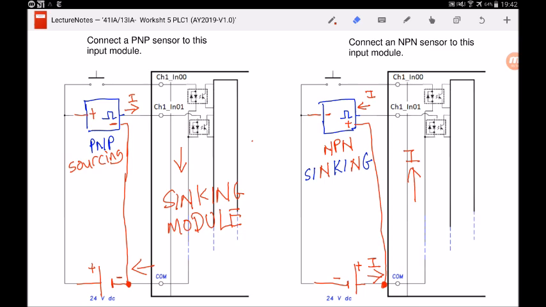And just one last thing, since the sensor is a sinking sensor, this module will definitely be a sourcing module. Because as you can see from the terminal, for instance 0, 1, current is flowing out of the terminal into the sensor. So the module definitely is a sourcing module.